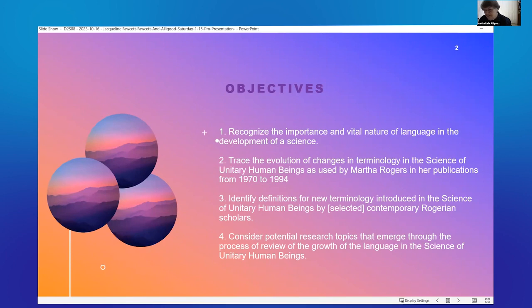The objectives of our study were to recognize the importance and vital nature of language in the development of science, to trace the evolution of changes in terminology in the science of unitary human beings, as used by Martha Rogers in her publications from 1970 to 1994, and then to identify definitions for new terminology introduced in the science of unitary human beings by selected contemporary Rogerian scholars.